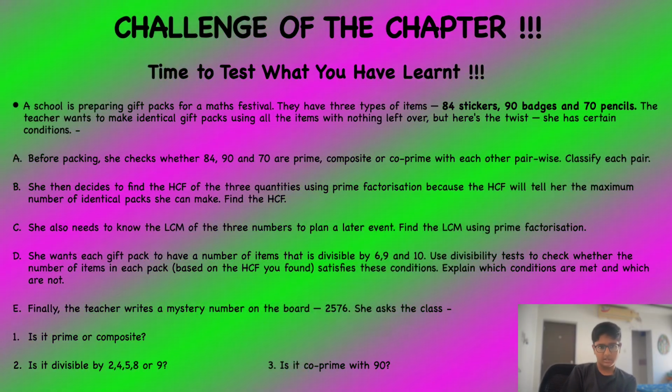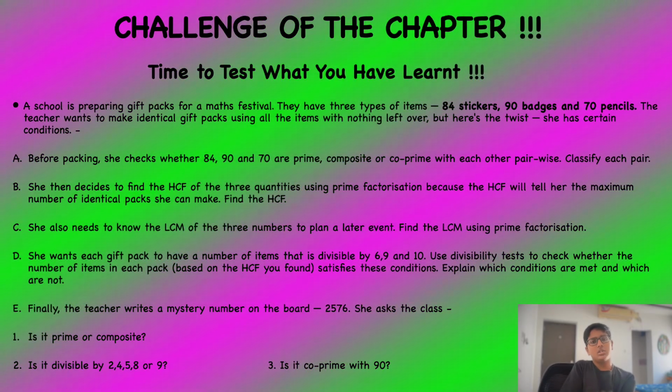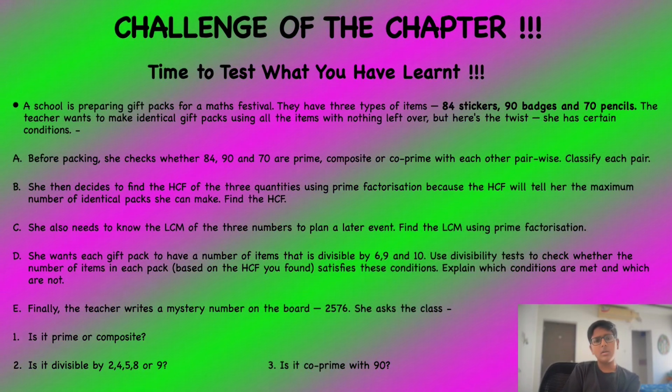Next, she decides to find the HCF of those three quantities. So find the HCF. Next, she wants to find the LCM, and the next one, she wants the number of items in each gift pack to be divisible by 6, 9, and 10. So, based on the HCF you found, whether those numbers satisfy those conditions or not is what we have to justify.